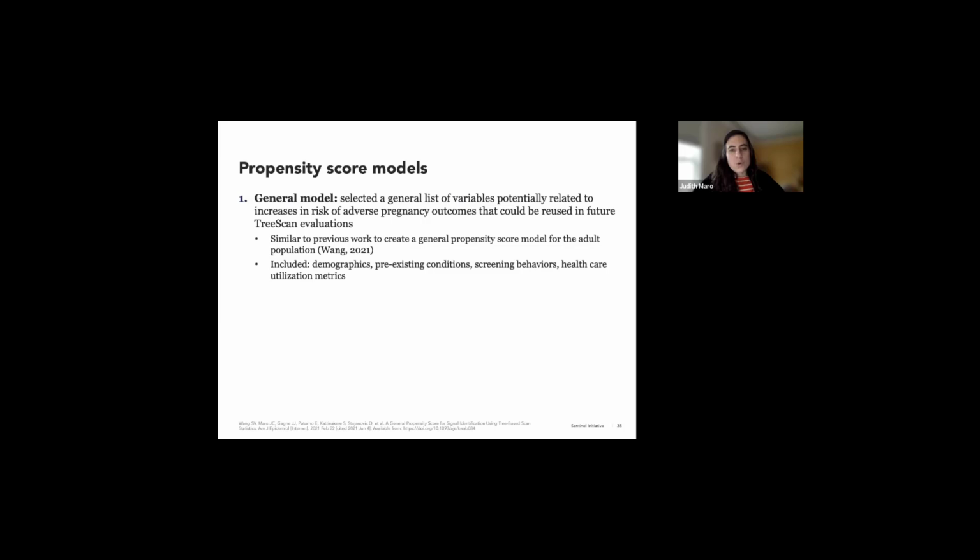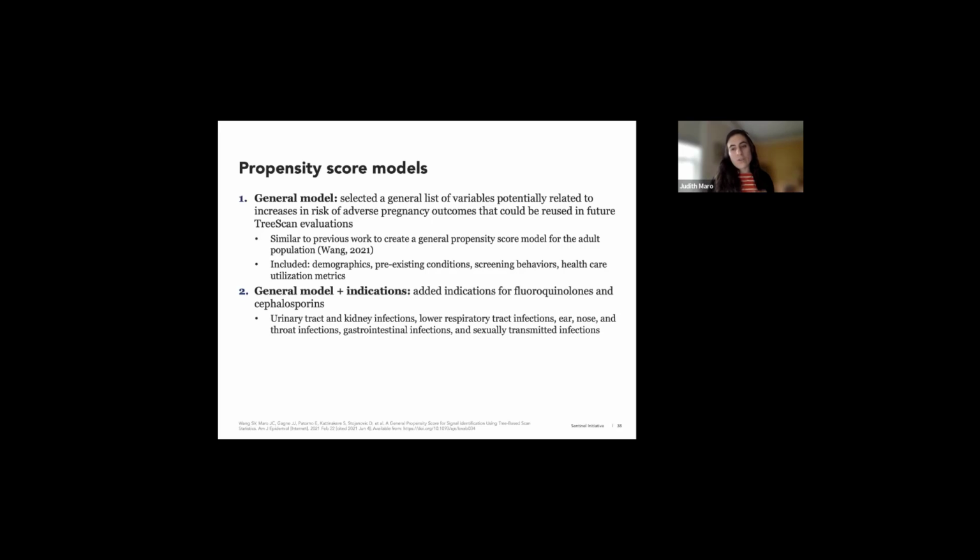So with propensity score models, we used multiples of them to try to look at how different propensity score models would work with this particular analysis. We started out with a generalized model. This is mimicking work that was done by my colleague Shirley Wang. She built a general propensity score model for an adult population. We built one for a pregnant population using the same kind of ideas. We then took that general model and added indications to it so that we could control for a preference for particular uses of antibiotics. We also tried a high dimensional propensity score model. And again, this is an approach that we've used before where we've tried multiple models to see what we thought was the most appropriate.